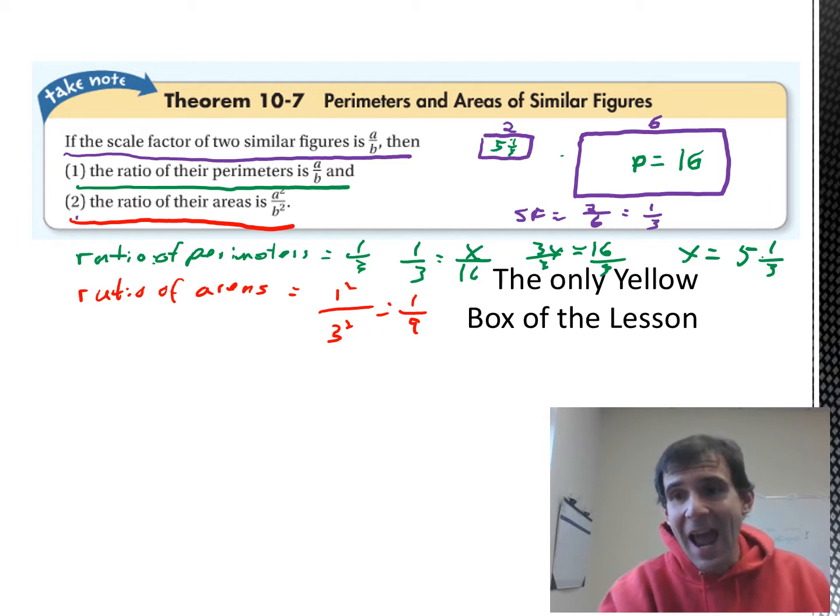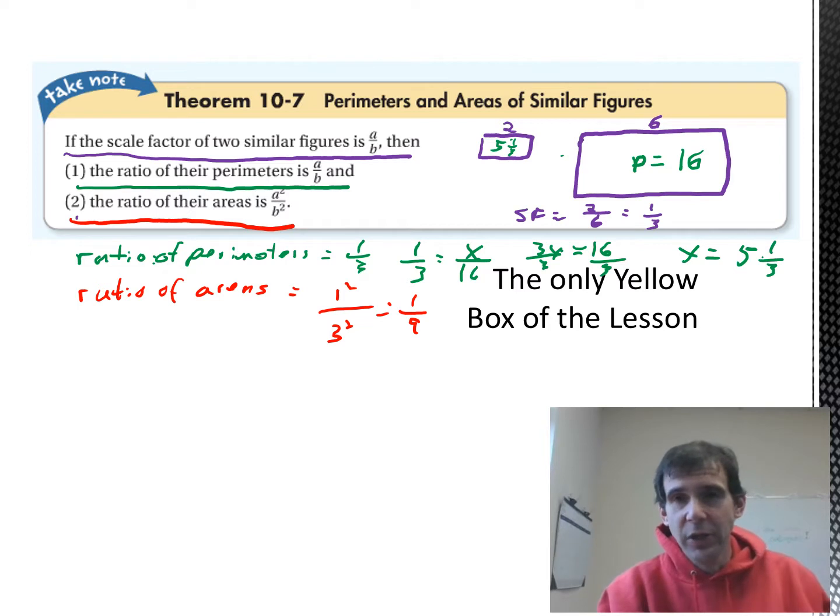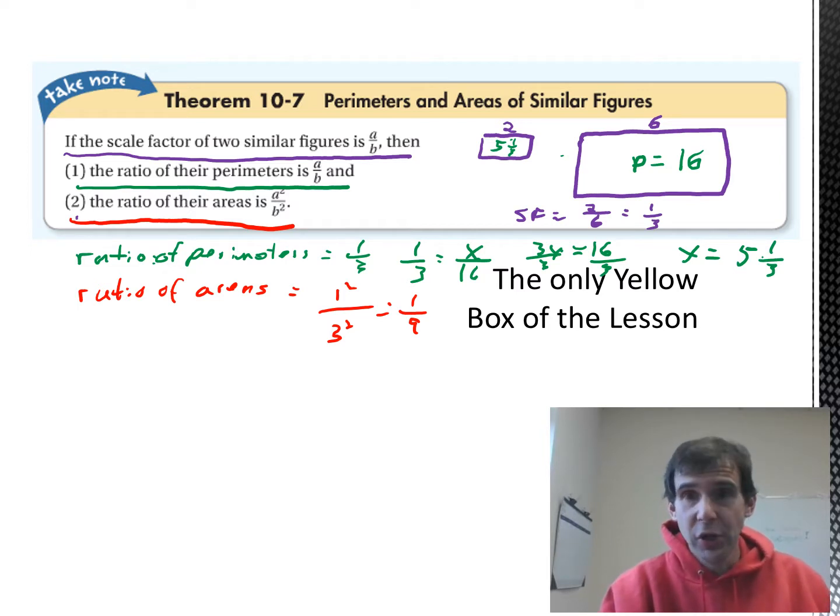Again, that is not the actual area of each of those. The area of the big one's not 9. The area of the little one's not 1. It's the ratio of the areas.